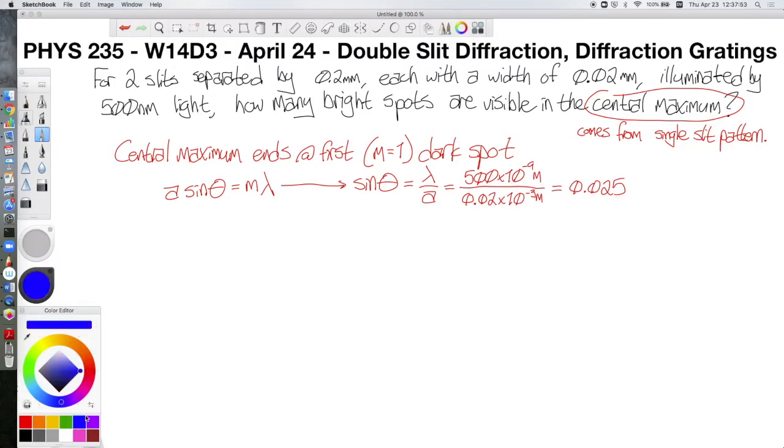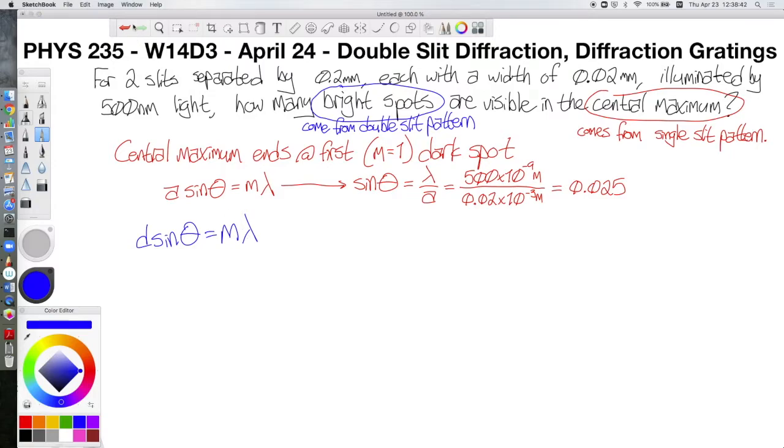And now we need to figure out how many bright spots are visible in this central maximum. Well, the bright spots come from the double slit pattern. So we want to bring in our double slit formula, which is d sine theta equals m lambda. Note that these m's are referring to different things. The m for the single slit formula is referring to the dark spots from the envelope function. The m from the double slit formula is referring to the individual bright spots.